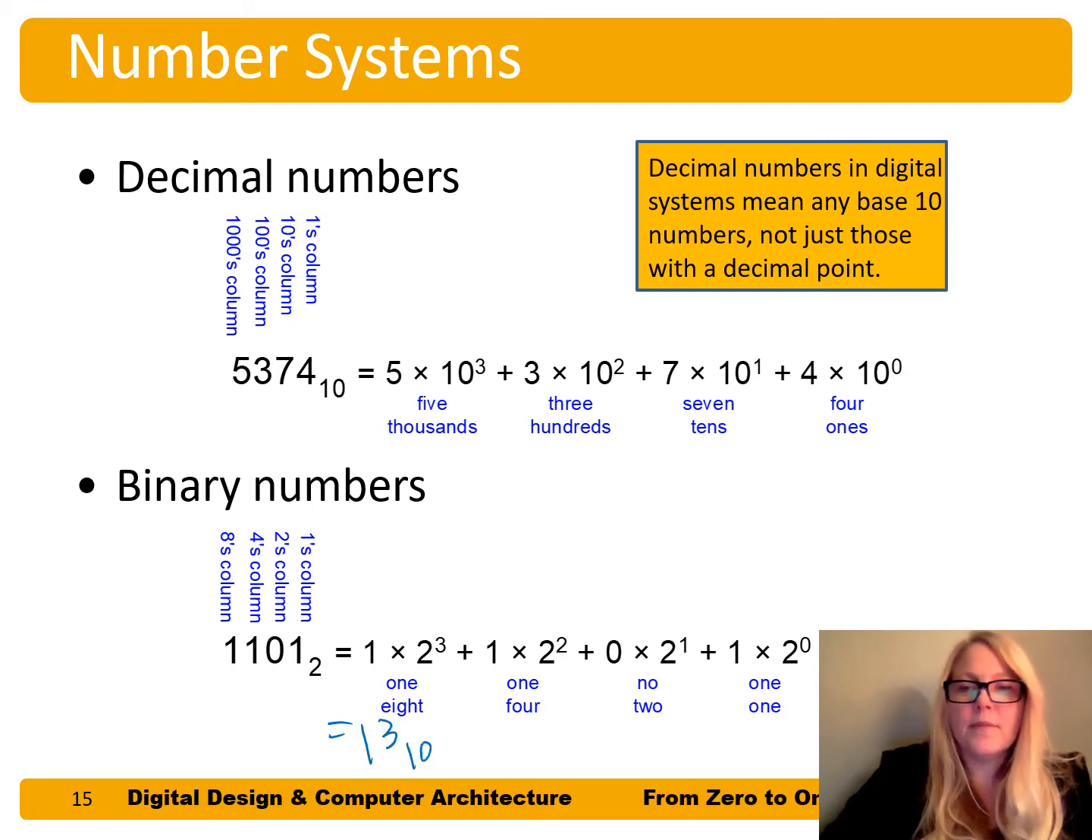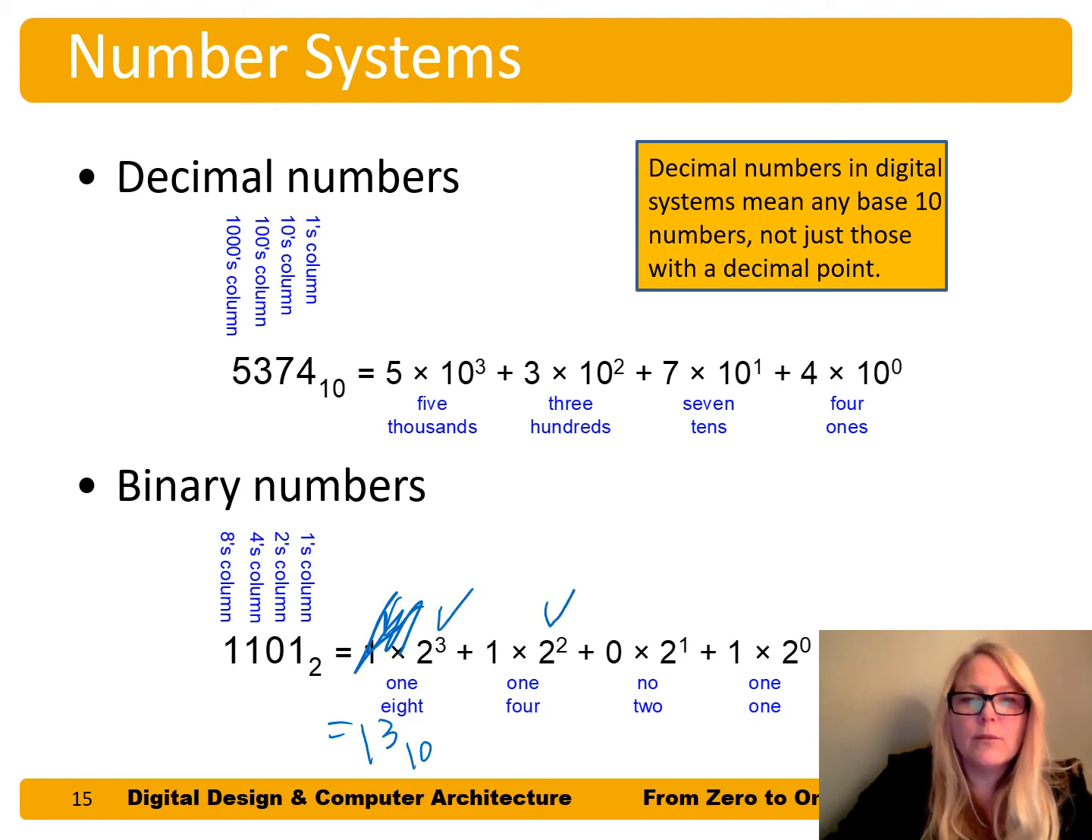And one thing you'll notice here is that one nice thing about binary is we don't really have to do 1 times. We can say, well, it's either there or not, right? We have a 2 to the threes place that has a 1 in it, 2 to the 2 has a 1 in it, and 2 to the 0 has a 1 in it. So we add those 3. We have 8 plus 4 plus 1.